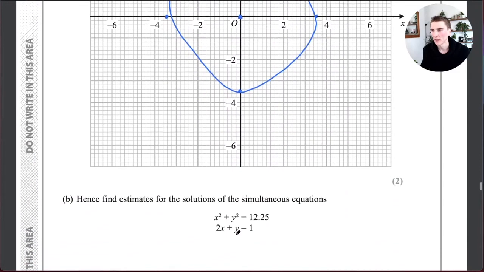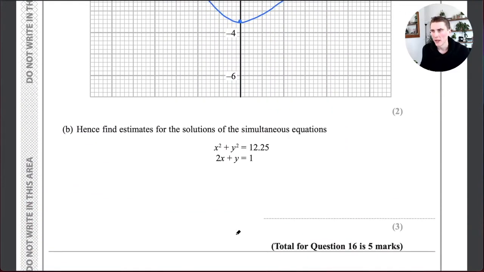So that's it. And then it says, hence find estimates for the solutions of the simultaneous equations. x squared plus y squared equals 12.25, which is the equation of the circle that we just drew. And 2x plus y equals 1. So this is a new line equation.